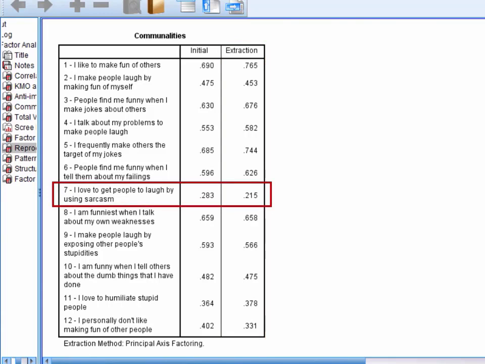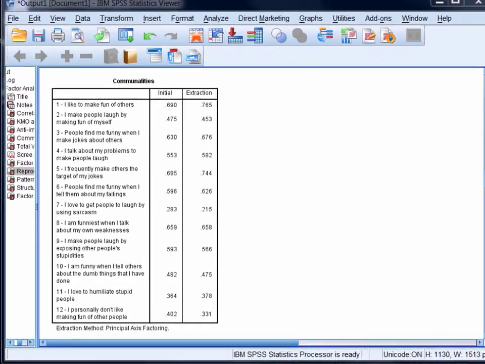Now, if you look at item 7, it has a low initial communality, indicating that only 28% of its variance can be accounted for by the other variables in combination. Furthermore, only a small amount of that shared variance, 21.5%, can be accounted for by the extracted factors. So in other words, the extracted factors are doing a poor job of predicting how participants respond to this item. And this means that we should keep a close eye on this item, item 7, as we continue reading through the output.